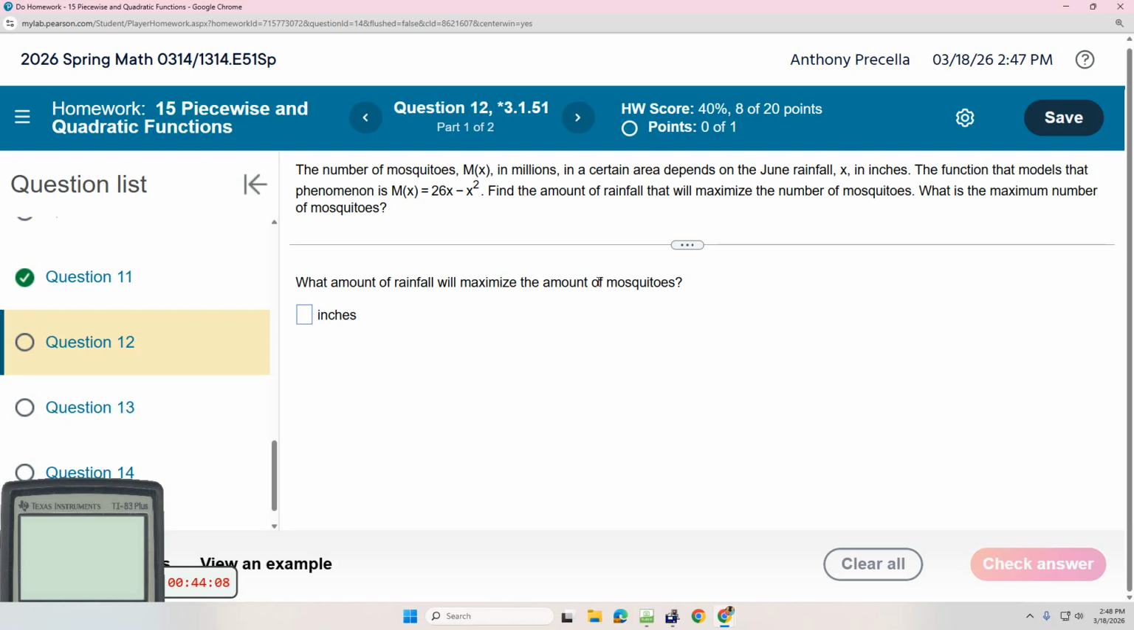The number of mosquitoes, M of x in millions, in a certain area depends on the June rainfall, x in inches. The function that models that phenomenon is M of x equals 26x minus x squared. The number of million mosquitoes is equal to 26x minus x squared, where x is the June rainfall in inches.